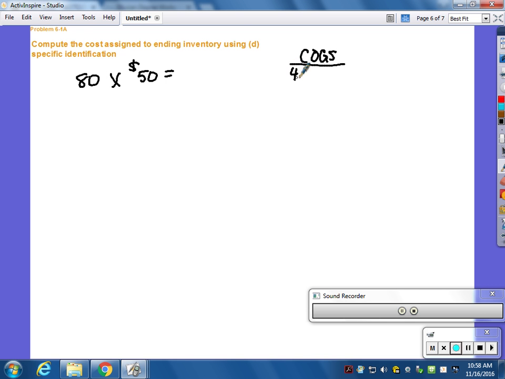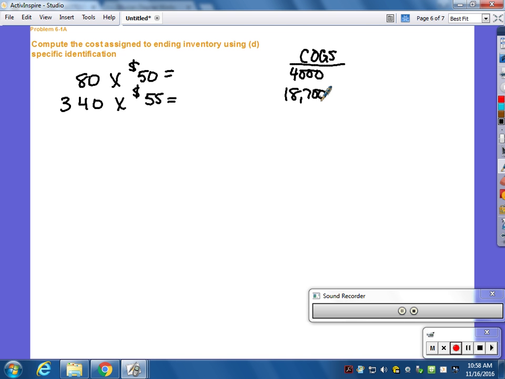$4,000. Then you had 340 units at what? At the March 5th purchase, right? What's the unit price? 55. So that means it's how much cost of goods sold? 18,700.